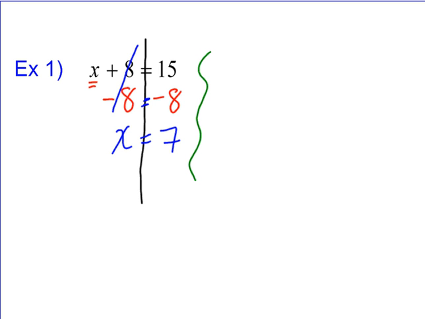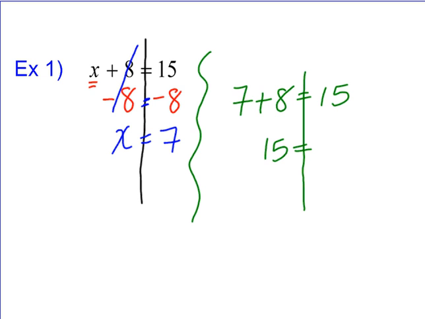And we should always check our solutions. What we do is take our answer that we came up with, 7, and plug it into the original equation, replacing the variable with the answer we came up with. And all we do is follow order of operations and see if both sides are exactly the same. Right now, they look like they're the same, but we need to finish this to make sure. 7 plus 8 is 15, and since both sides now look exactly the same, we can say that x equals 7.